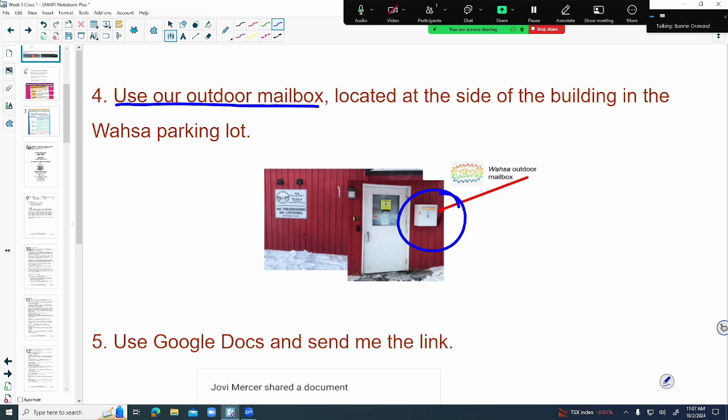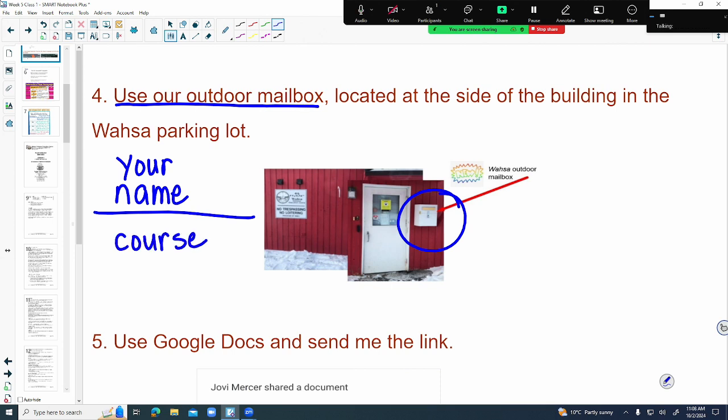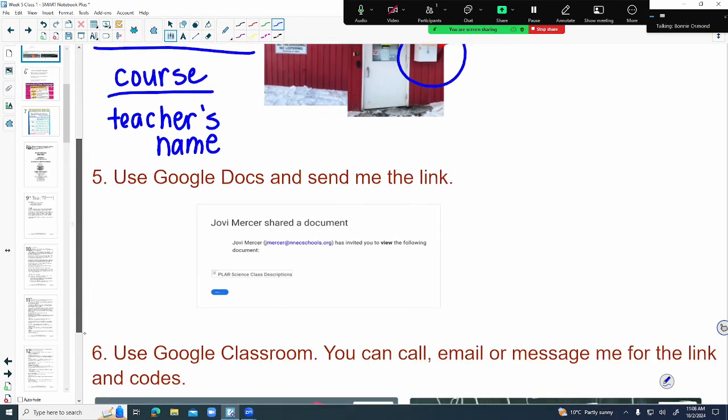I should have mentioned this before, but when you're submitting your own work, make sure that you put your name on the work, okay? Because otherwise, we don't know who it's from. You can also include the course code and your teacher's name. That way we know who it's for, we know who it's from, and we know which course it is. So include that on your work.